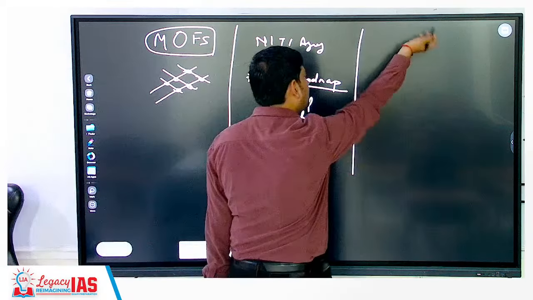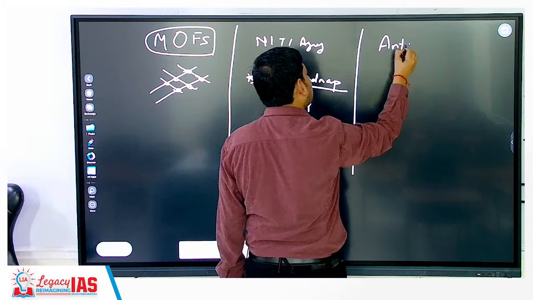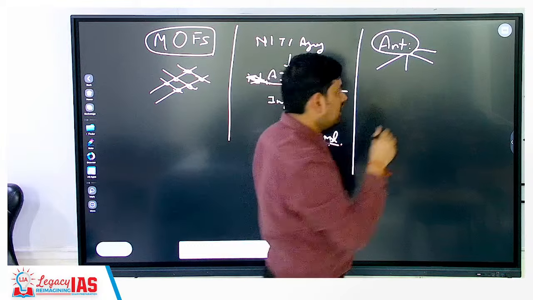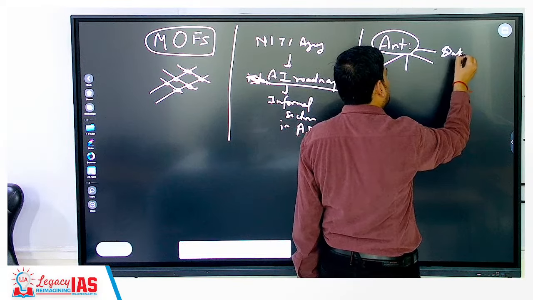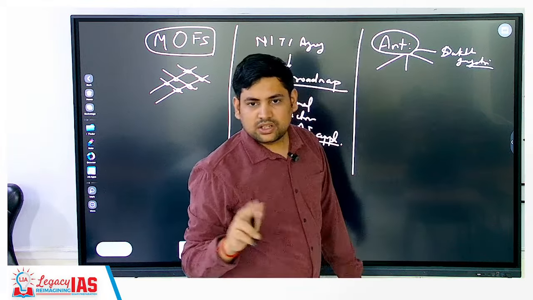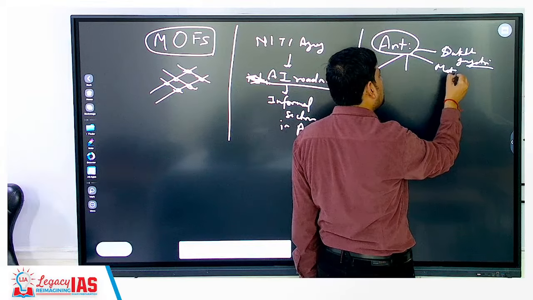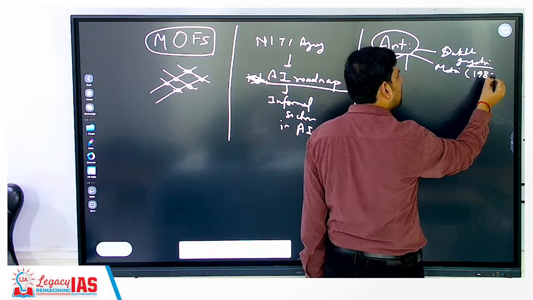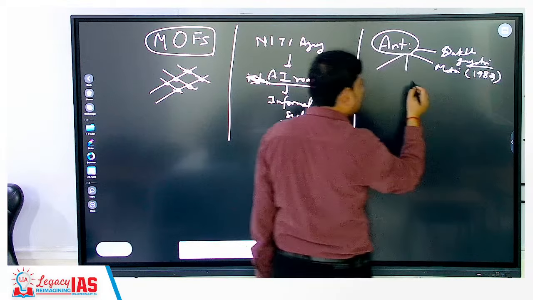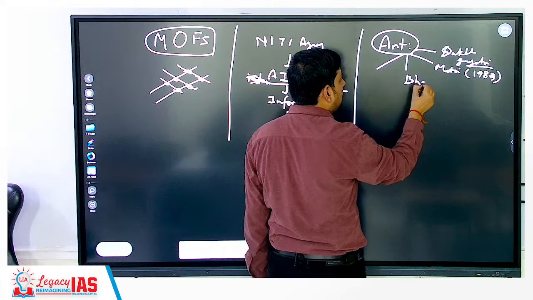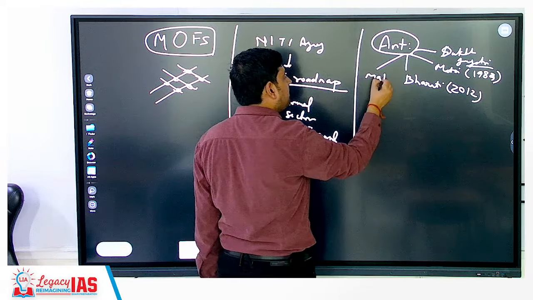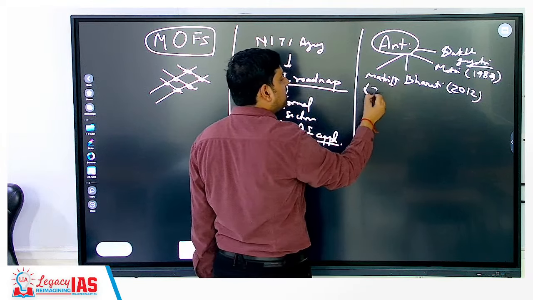Then the other one was Antarctica Research Centers. What you have to remember, Antarctica के कौन से हैं? The first one was Dakshin Gangotri. This is not in use now. The second one was Maitri, commissioned in 1989. Then next was Bharti. Bharti was commissioned in 2012. Now we are planning for Maitri 2. This will be 2029.